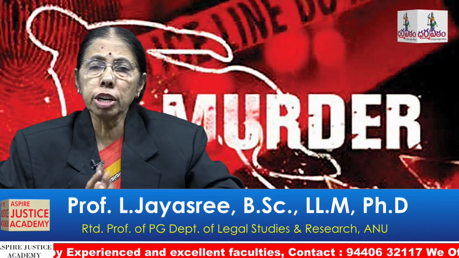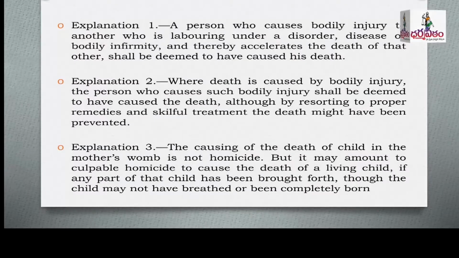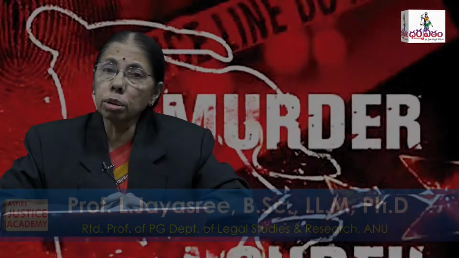And there are three explanations given under section 299. What is explanation 1? A person who causes bodily injury to another who is laboring under a disorder, disease or bodily infirmity, and thereby accelerates the death of that other, shall be deemed to have caused the death. So explanation 1 speaks about the causation of death. Death can be caused in this way also.